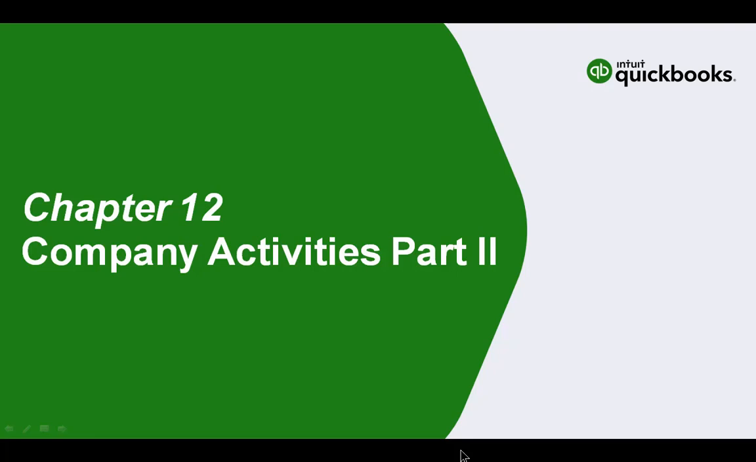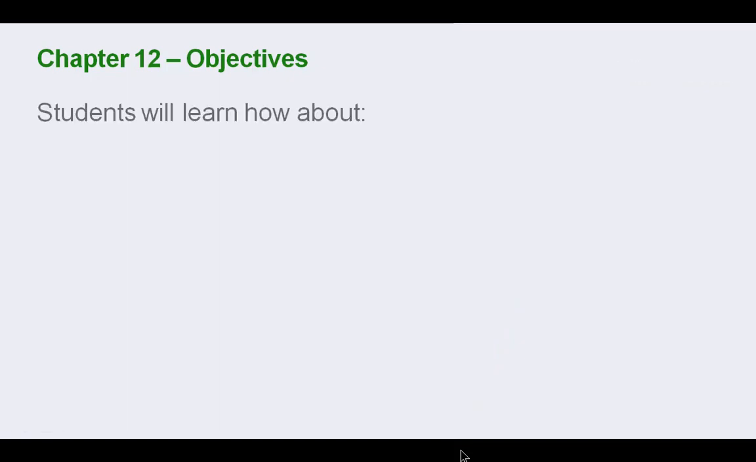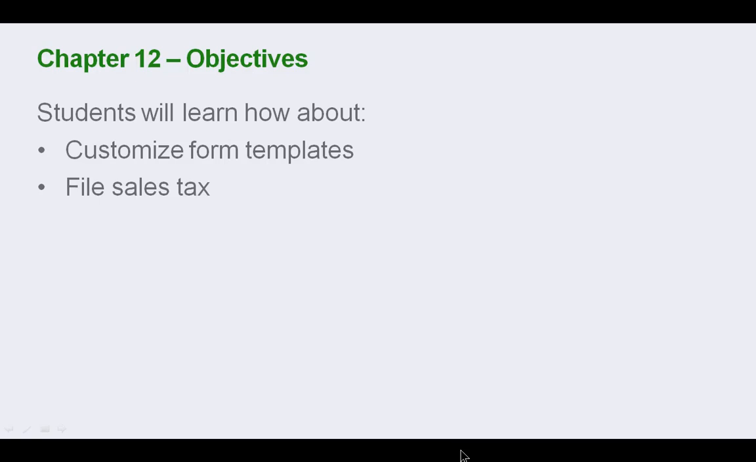Chapter 12, Company Activities. In this chapter, you'll learn how QuickBooks handles transactions at the year end. Specifically in this chapter, you'll learn how to customize form templates, file the annual sales tax return, and enter general journal entries.